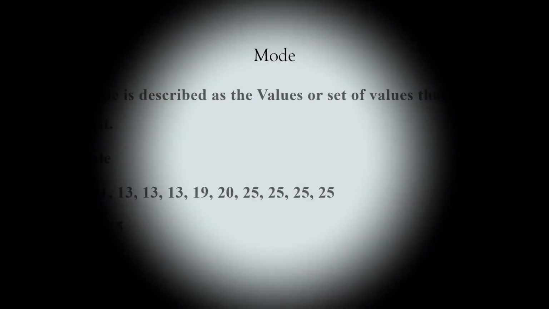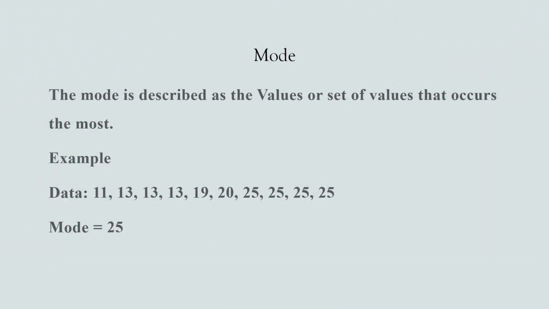Let's turn our attention now to the mode. The mode is described as the values or set of values that occurs the most. Consider an example. In the data set displayed, we have 10 numbers. The number 25 appears the most, 4 times in total, therefore the mode of the data is 25.